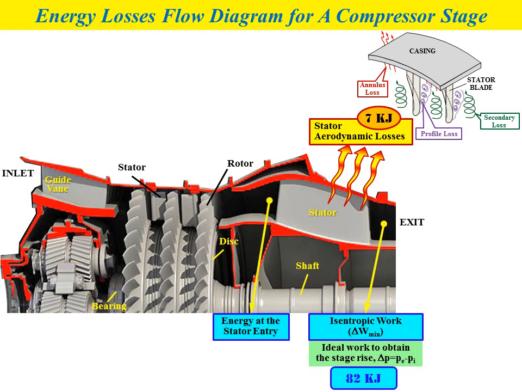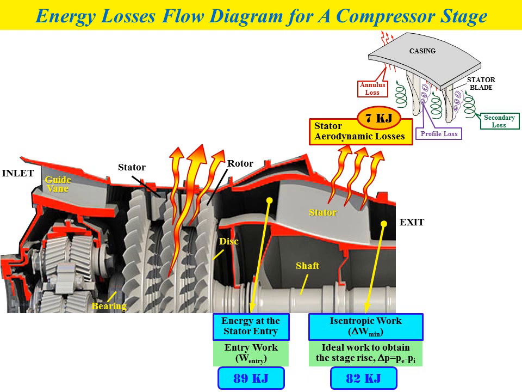Due to the losses, for the energy at the stator entry, represented by W entry or entry work, we need to provide more energy in order to maintain the value of isentropic work at 82 kilojoule. So the energy at the stator entry after we include the value of stator aerodynamic losses gives us entry work equal to 89 kilojoule.